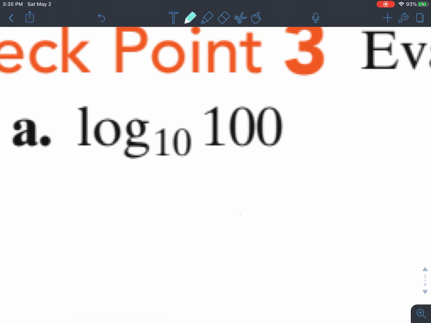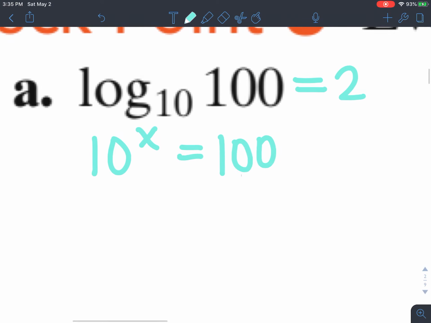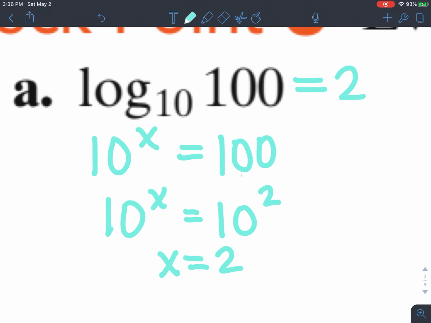This one is one that you might be able to do in your head, so I'll show you that way now. 10 to the what equals 100? 2, right? So this equals 2. But if you like the other method better, we can say 10 to the x equals 100. And of course, you can just say right now x is 2 if you're able to do that. Or you can physically make the 100 into 10 squared. Doesn't matter.